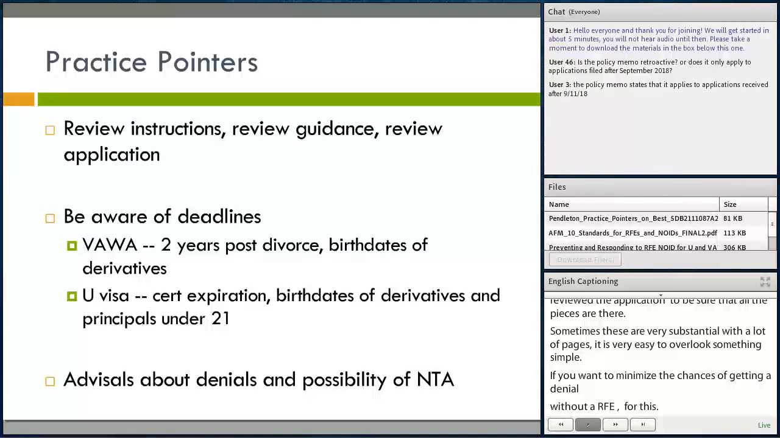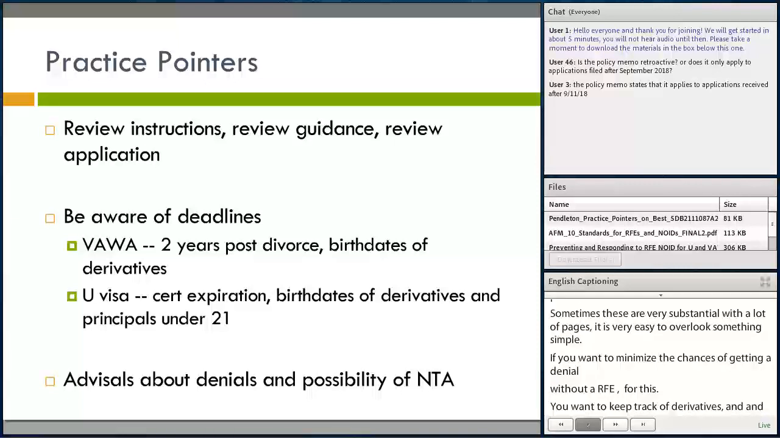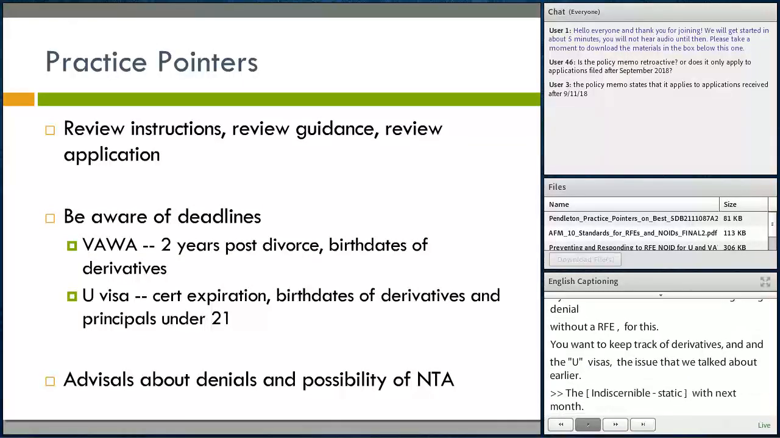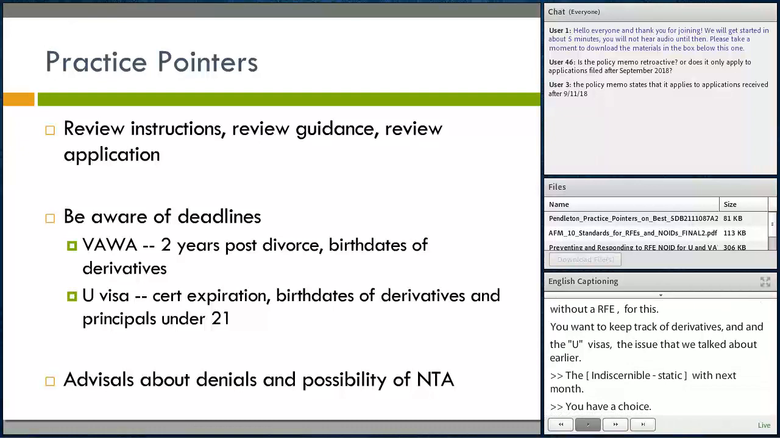Which is why the hypo mattered, because the child was going to age out next month, I think. So you had a choice to make. That might be in a later hypo. I don't think it was in the one that we just did. But if you had a derivative who was going to age out, then you would certainly need to file before they were going to age out.